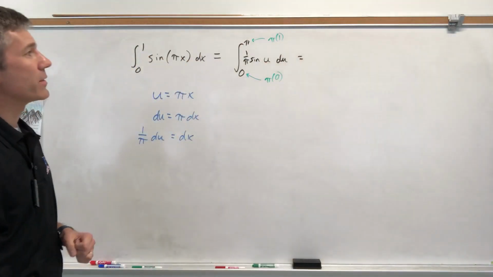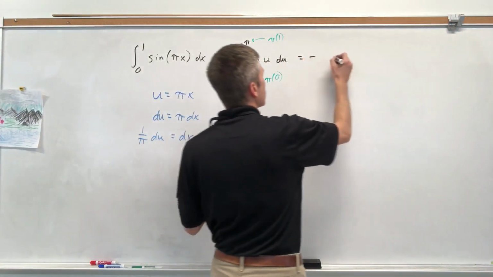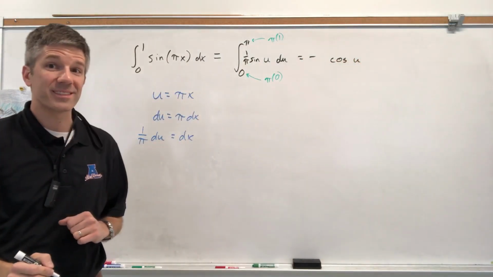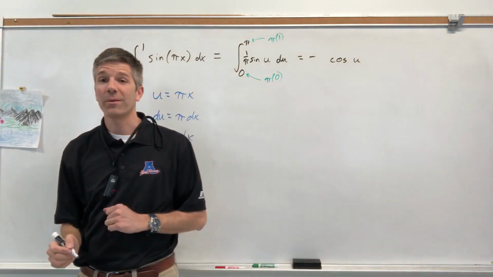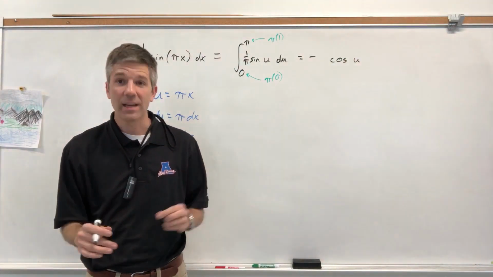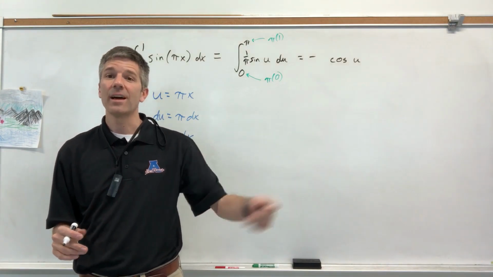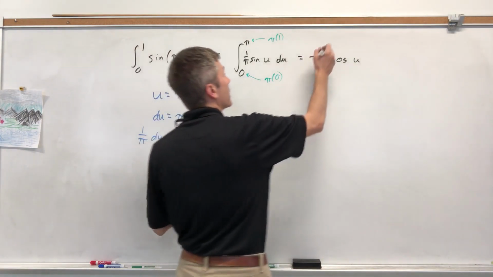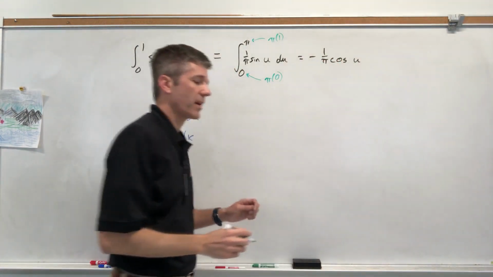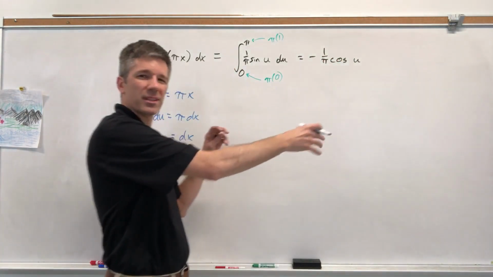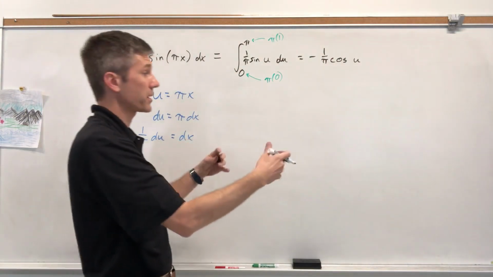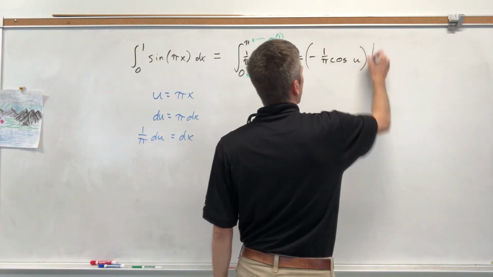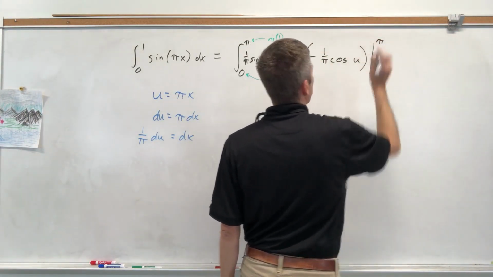So the antiderivative of sine would be negative cosine of u. Oh, by the way, notice I didn't put plus c on that last problem, and no, that was not a mistake. We've been through this. I don't need a plus c on a definite integral. The reason is that if I had plus c and then plus c, and I do that subtraction from the fundamental theorem of calculus, the c's would cancel anyway. So all this is going to go from 0 to pi.